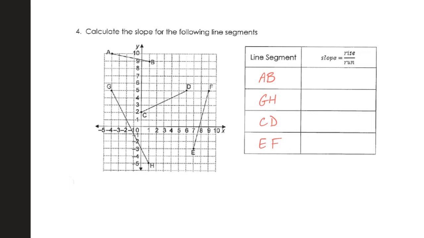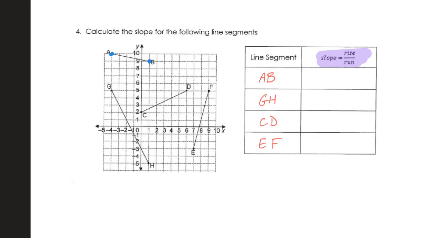So I want to walk through the slope of AB together, and then I'm going to leave you with GH, CD, and EF. Okay, we take a look at slope, and I've even put for you up in that table, slope is rise over run. Okay, so I look up at the line segment AB, and I notice A is in that location, the blue location, and I have to move to point B, the other blue dot. So how do I get there?